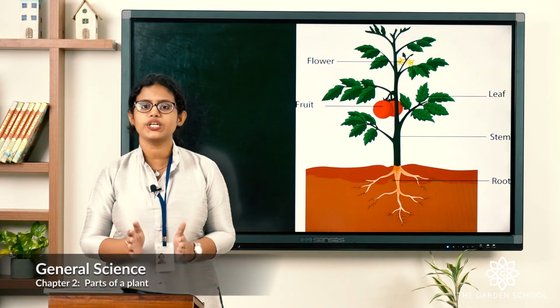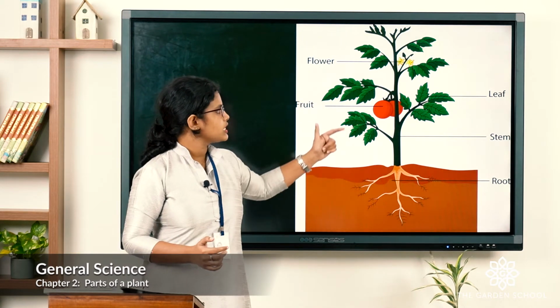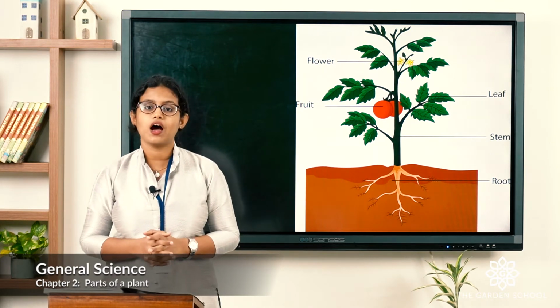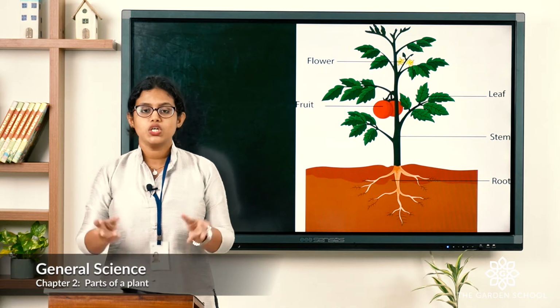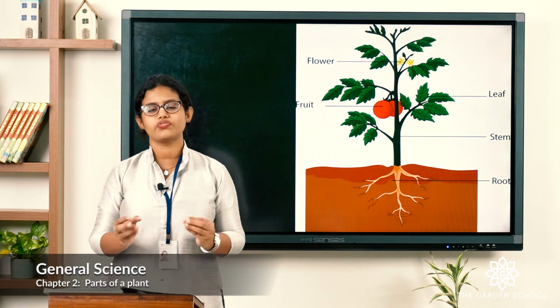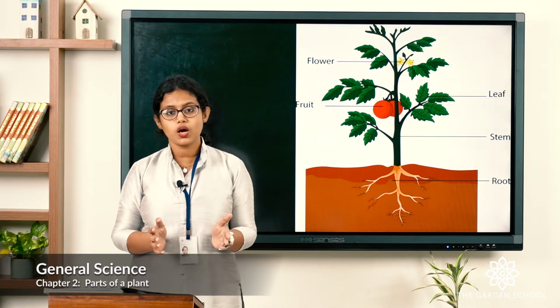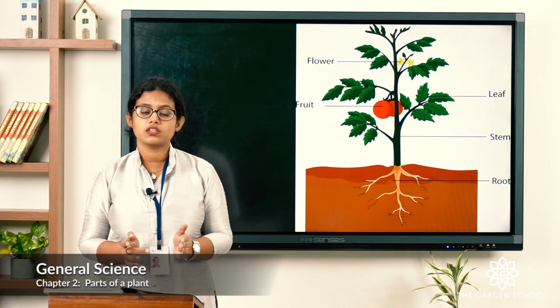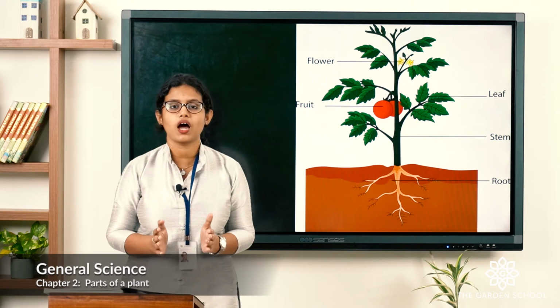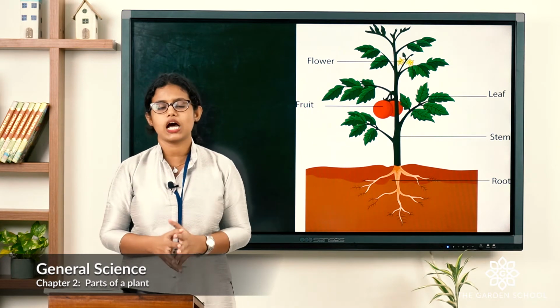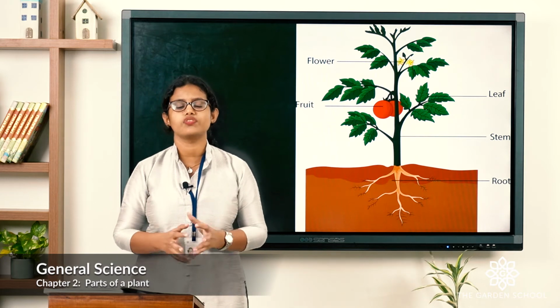The first 3 parts, that is the root, stem and the leaf, help the plant to get water, to grow and to make food. What about the next 3 parts? That is the flower, the fruit and the seed. They help the plant to grow into a new plant. So these are the different parts of a plant.